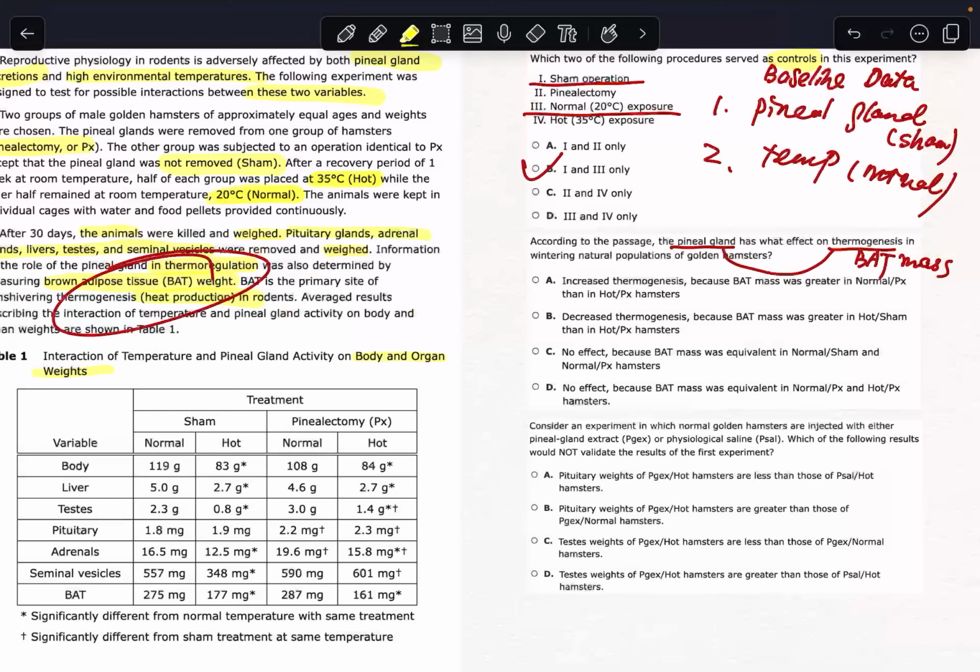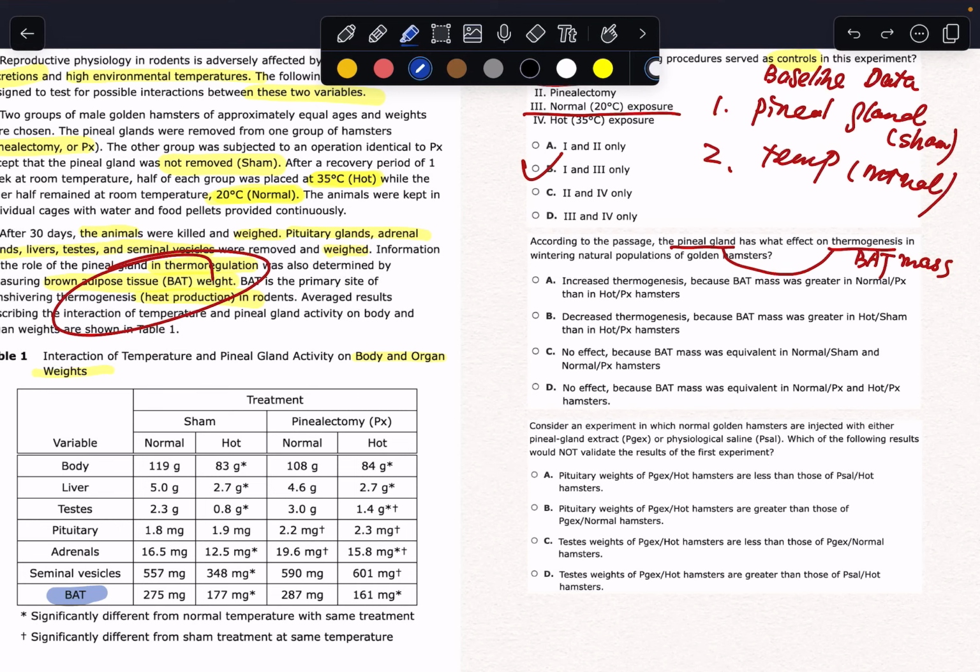Okay, so here, BAT mass is here, okay? I have four numbers, right? So I'm comparing sham versus PX, okay? But I can't just compare normal sham with hot PX, right? I have to compare normal sham with normal PX, and then also hot sham with hot PX. Then I know, because I have to remove the temperature component that's affecting my result, what having the pineal gland or not having the pineal gland does to my BAT mass, right?